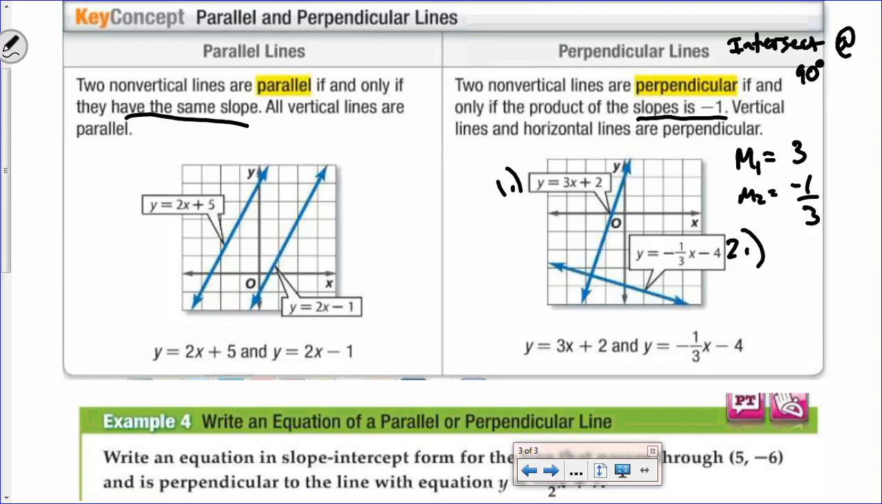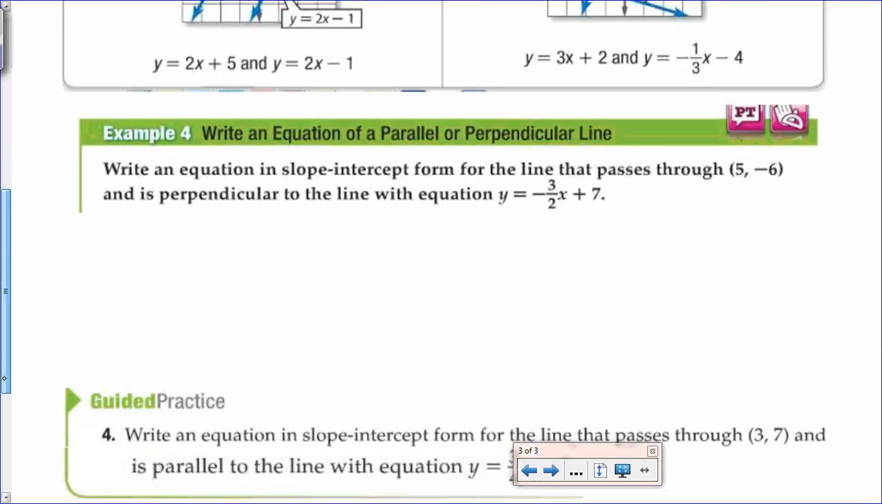What I want you guys to just understand is that we can flip the fraction on either of these, change the sign, and we've got the other. So I kind of refer to those as negative reciprocals. And I'll show you a little more in depth what that looks like here in an example.